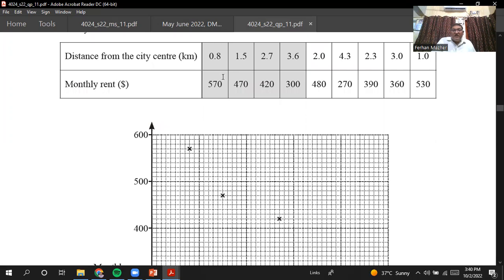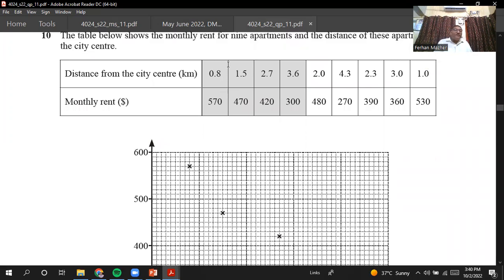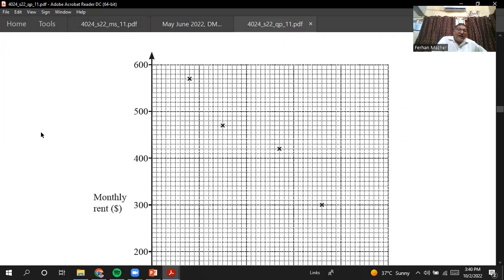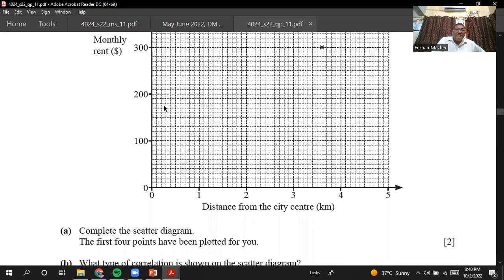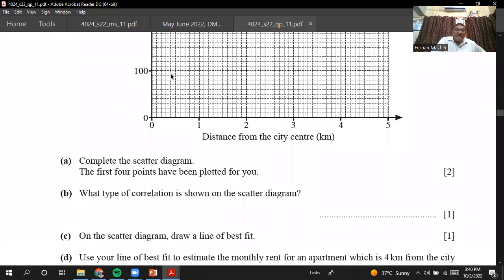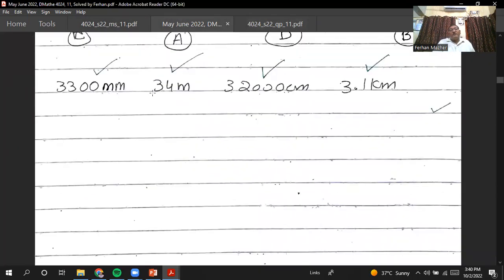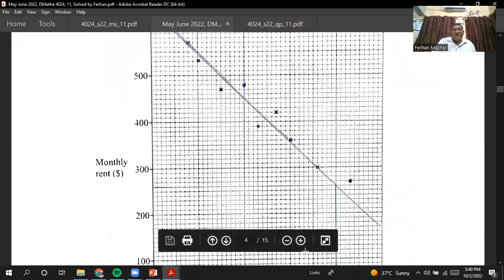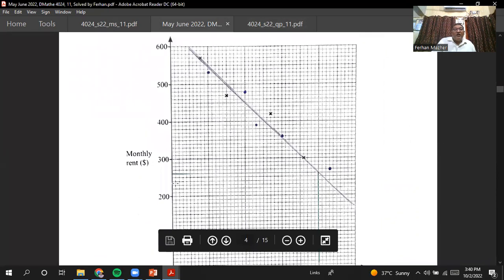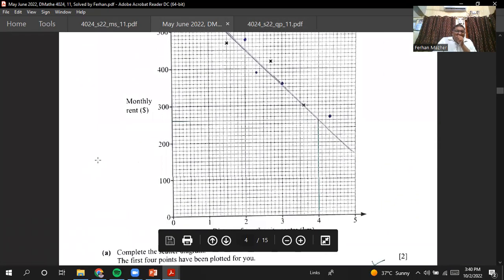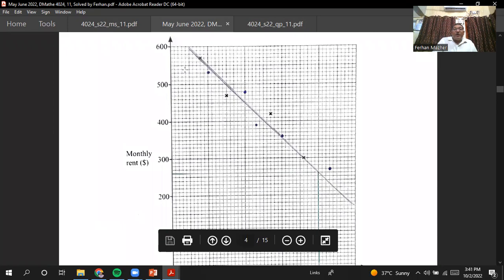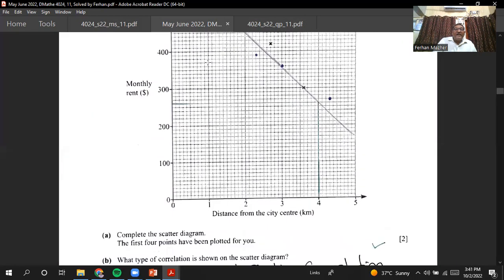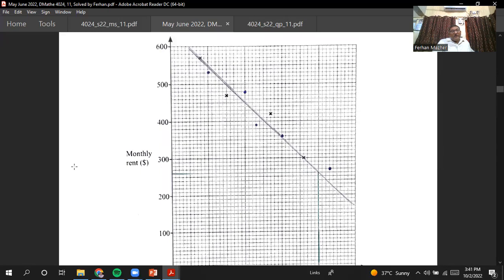and at 1, you will have 530 rent. So I will plot these points here, and then we'll see what type of correlation is shown in your scatter diagram. So you can see I have plotted these points, and so we have plotted all the points on the grid.